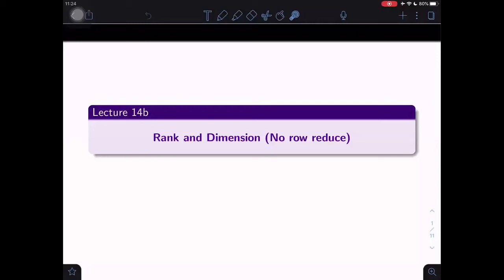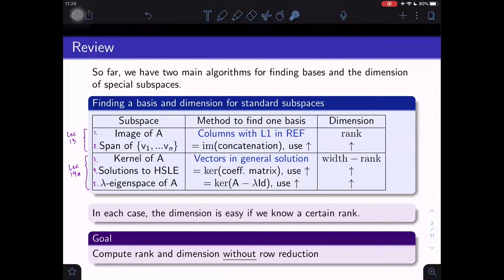Welcome to lecture 14b on rank and dimension. So far, we have two main algorithms for finding bases and dimension of special subspaces, the image of a matrix and the kernel of a matrix. In both cases, the dimension is easy to compute if we know the rank of the matrix. We have also done a lot of row reducing. In this lecture, the theme is to use tricks to avoid doing row reduction.